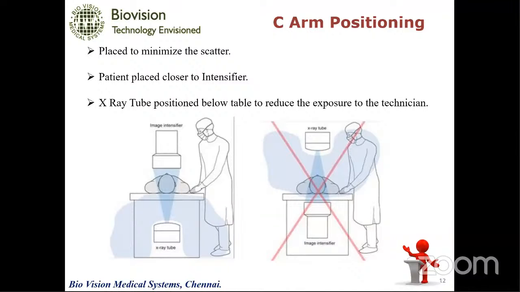For that, we have to ensure that the patient is closer to the II instead of the X-ray. Number one. And number two is that your X-ray tube will always go down, and the image intensifier will come up. Why? Because you can see in this image, it is very clear. If the X-ray tube is down, you can see these shaded regions are the X-rays which are penetrating within the lower region of the table. If you keep the X-ray tube on the upper side, the exposure to the patient is high, and the exposure to the technician is also high. So it is always advisable to use the X-ray below the table.